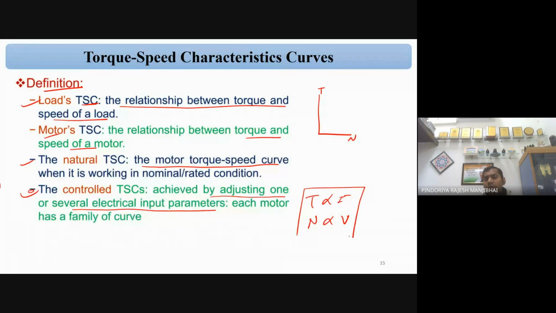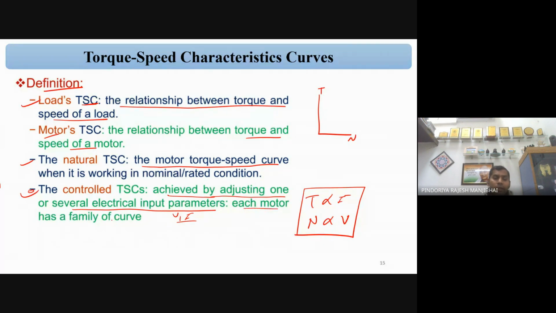So you can control any one of these parameters, then you can control the torque speed characteristic of the motor. This is achieved by adjusting one or several electrical input parameters. And what are the input parameters? There are voltage and current. These are the two input parameters which we have to control.